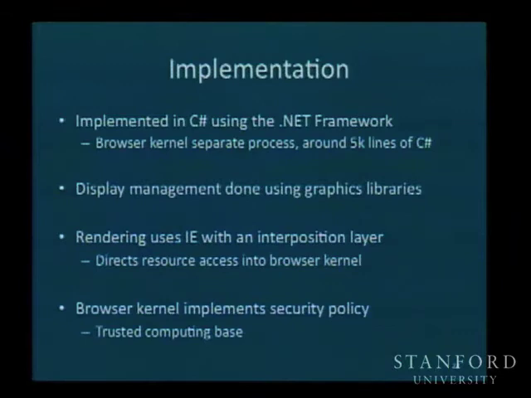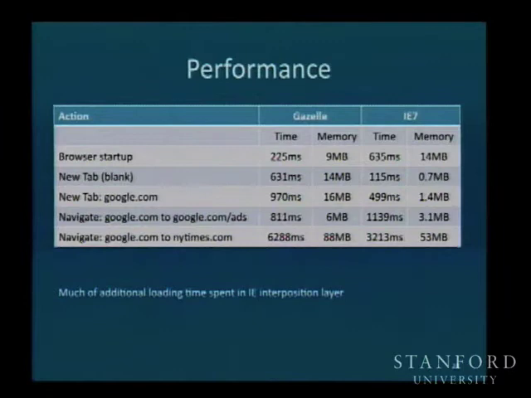So, performance numbers. A few actions on the left side of the page, just examples: browser startup, new tab, a new tab to a page, navigating from one page to another, navigating between domains. We chose these because they're typical actions, and you can see the effects of process creation and allocation. When you navigate from Google to Google/ads, we don't do process creation because the origin has stayed the same. When we navigate from Google to New York Times, we have to create new processes and start up everything, so there's a little additional overhead in there.